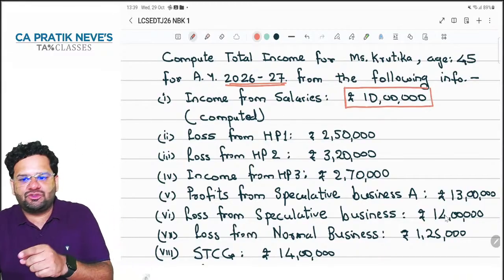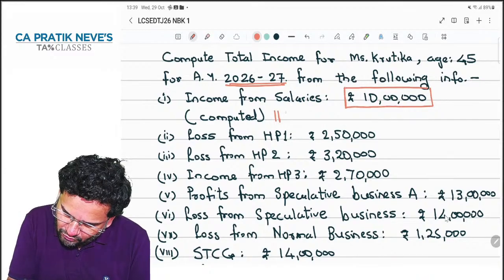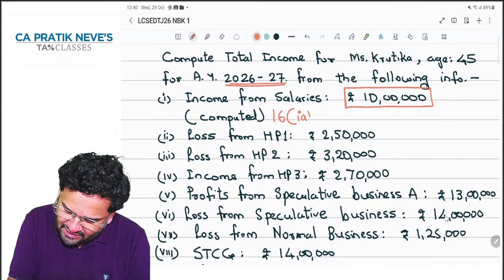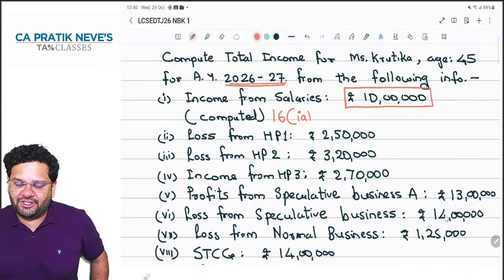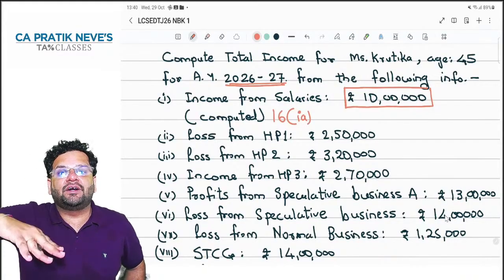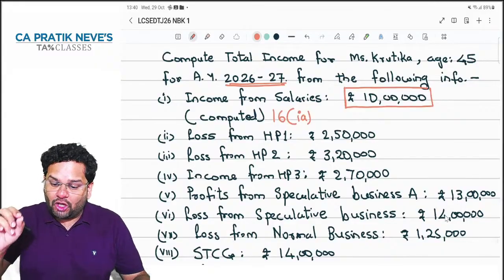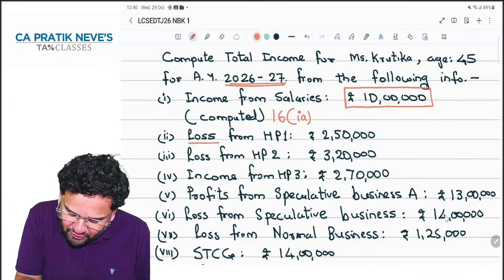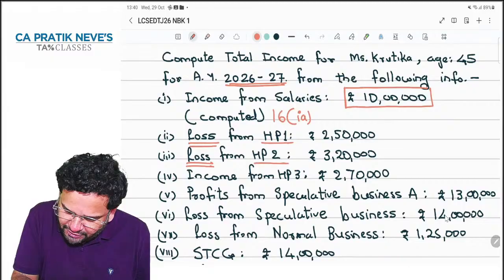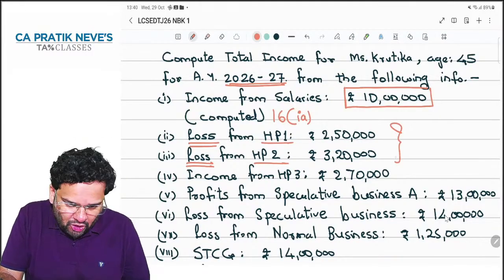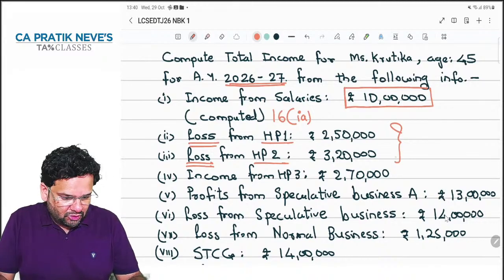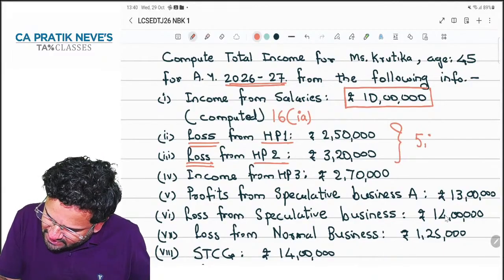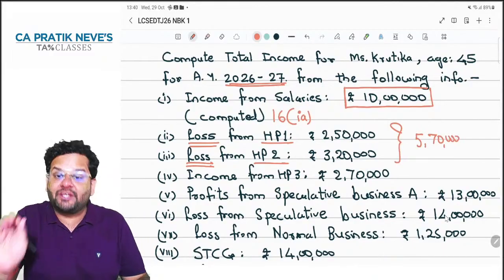Already computed means what? After taking deduction of that 16(1)(a), that is standard deduction. So no need to take standard deduction. Your final calculated income is 10 lakhs. Loss from HP1 and HP2. See here, there is a loss from HP1 also and there is a loss from HP2 also. So what's the total of losses? 250 plus 320. 570 is total loss from HP.